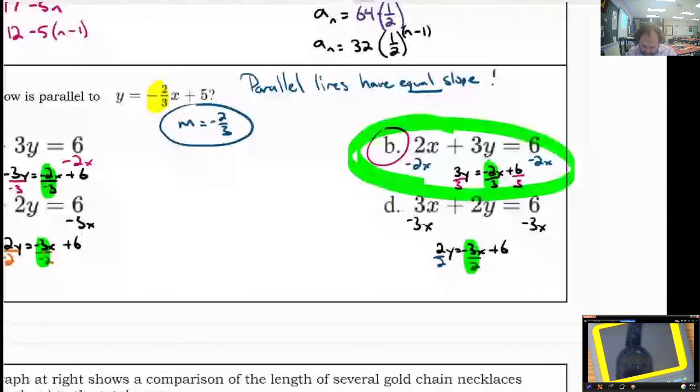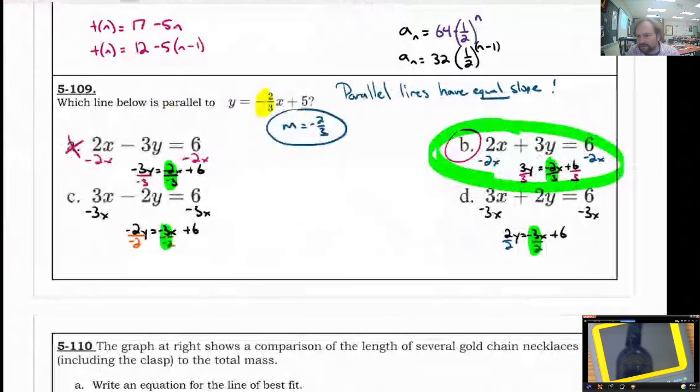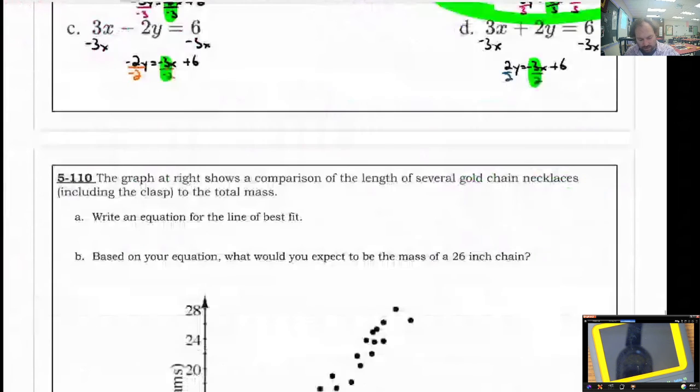Just like that. Again, I'm going to point out, look at all the work you got to show. This is not about circling B. You got to know why it's B, my friends.